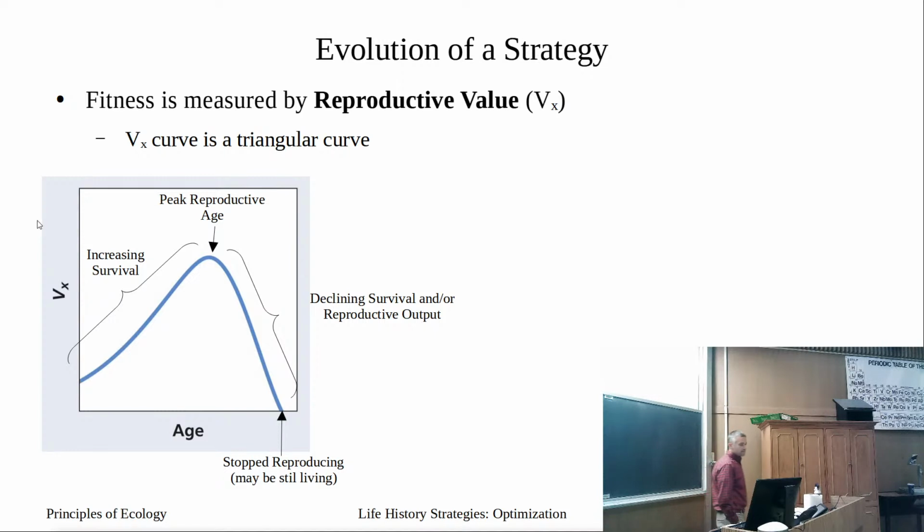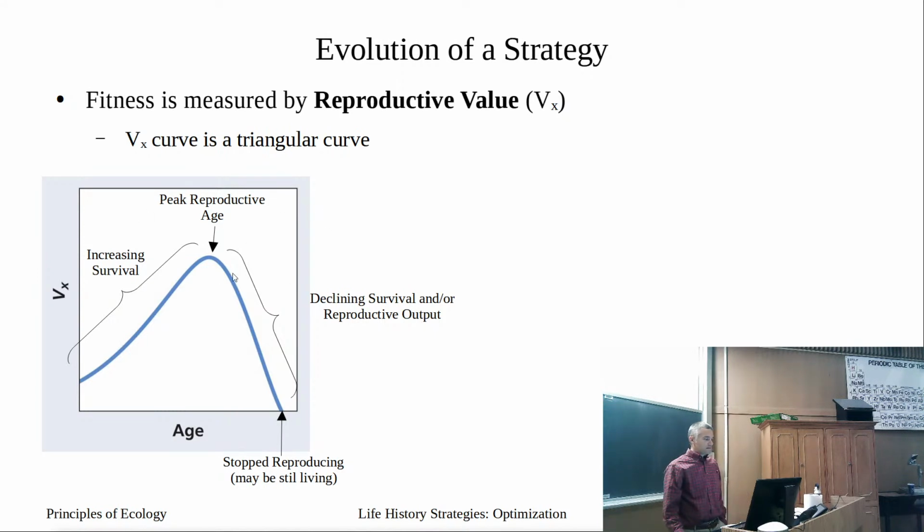So if we were to actually calculate reproductive value, we would get a curve that looks like a triangle. So Vx as a function of age, we would see our Vx, reproductive potential, increasing as we age, reaching a peak, and then declining. Virtually all of our reproductive value curves are going to look something like this. It's going to be this triangle shape. And we can think about, why does it look this way?